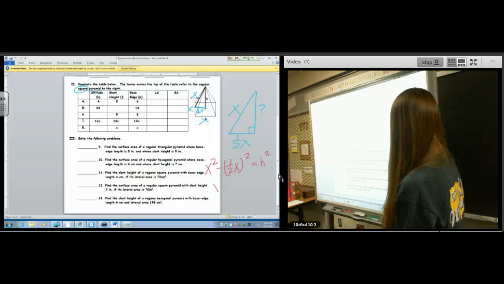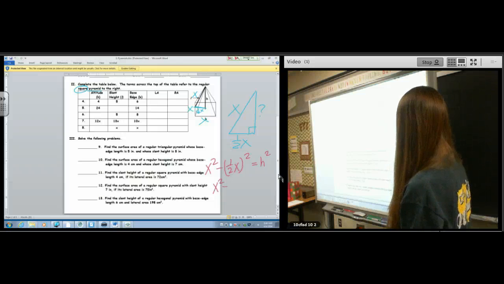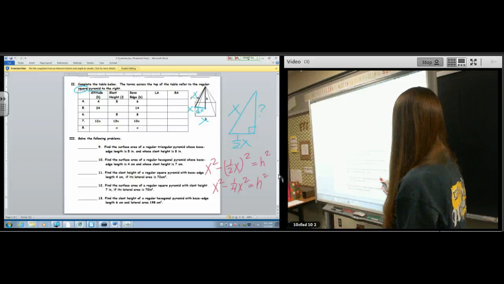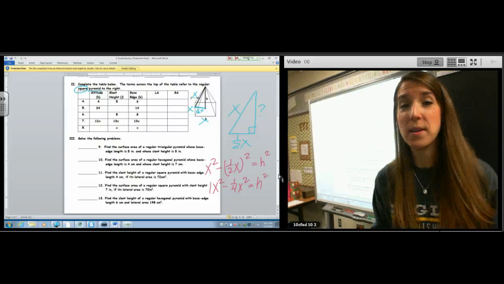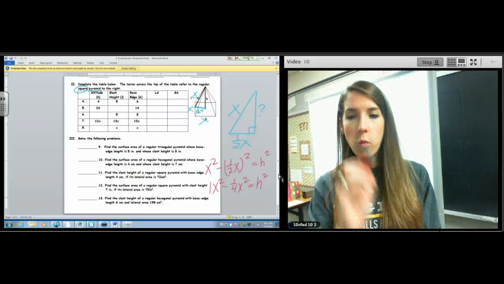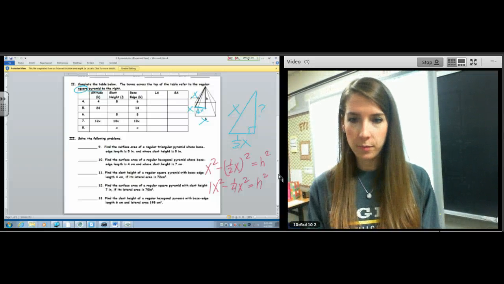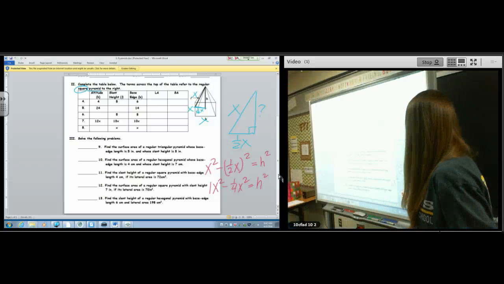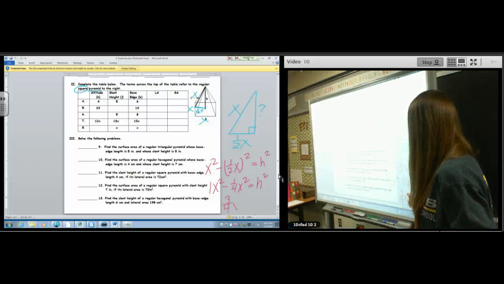If we pretty this up a little bit, we get x squared minus 1/4 x squared. There's a 1 sitting in front of x squared. I'm doing an algebra lesson right now, I'm not really doing a geometry lesson, by the way. What's 1 minus 1/4? Well, it's 3/4.